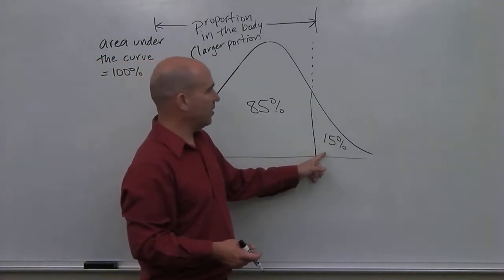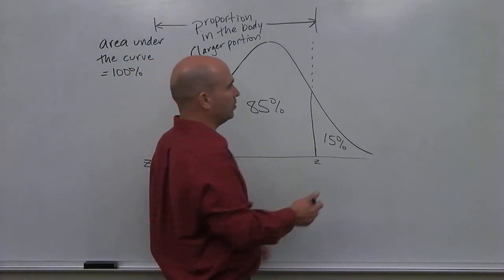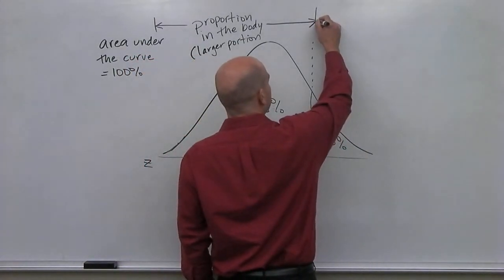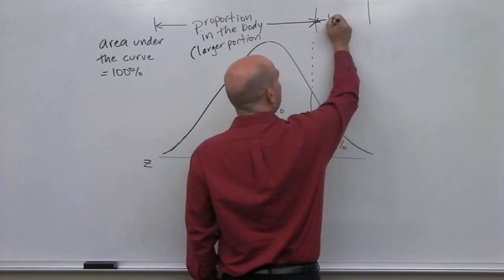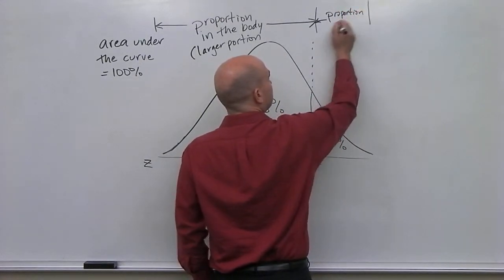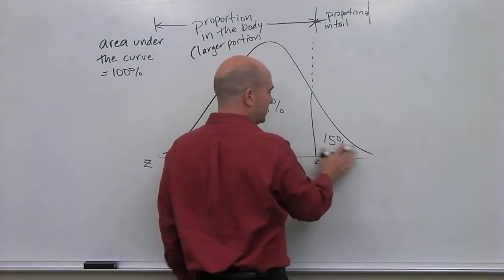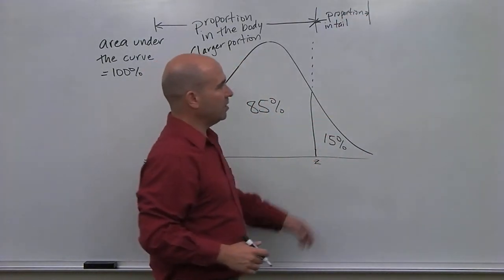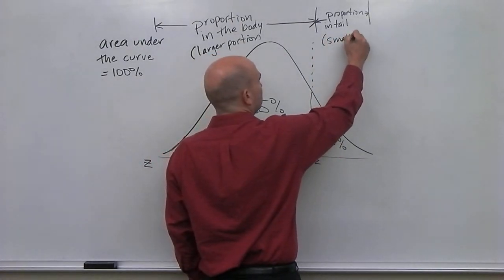Now this other area, the smaller area, is referred to as the proportion in the tail. So from here to about here, we have the proportion in the tail. That's this area here. You can also refer to it as the smaller portion.